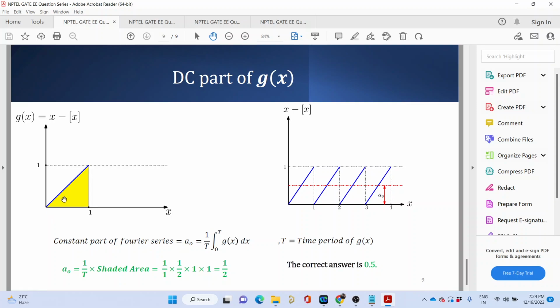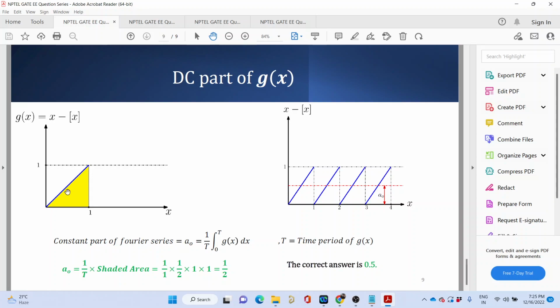So this is what a DC part is. It just shifts this signal vertically. So you just need to find the DC part. That is what has been asked in the question. How to find that DC part? That is 1 by T, integral from 0 to T of g of x dx. Here T is the period of the function, and this is the area under the function g of x in one period.